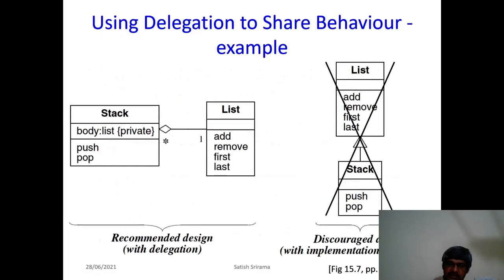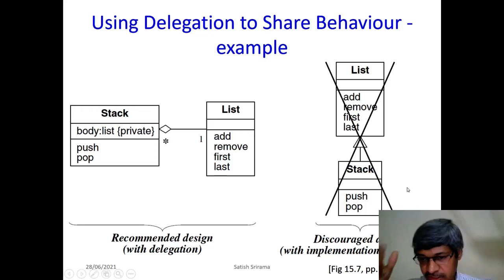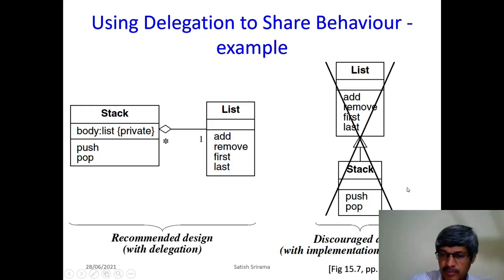Assume there is a list class which already exists. The list class lets you add elements at a particular index, or remove elements. You can go to the first, you can go to the last. So all these things you can do on the list. Now tomorrow you want to implement the stack behavior. You know about the data structures: you will be pushing elements and popping them out.